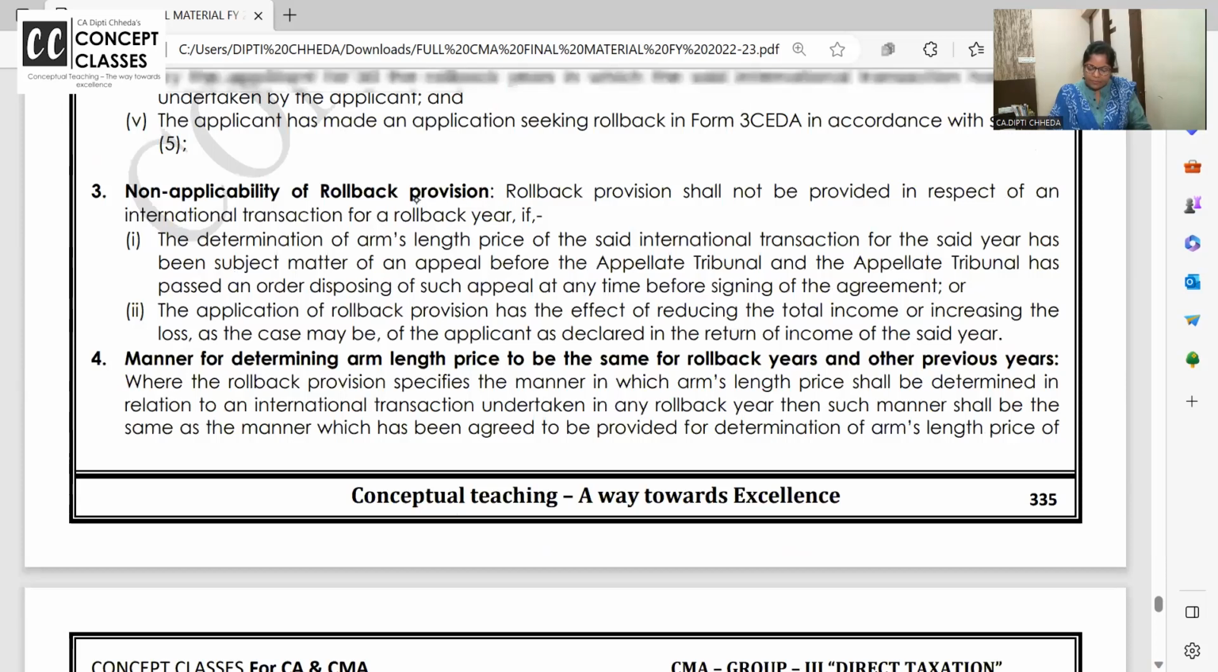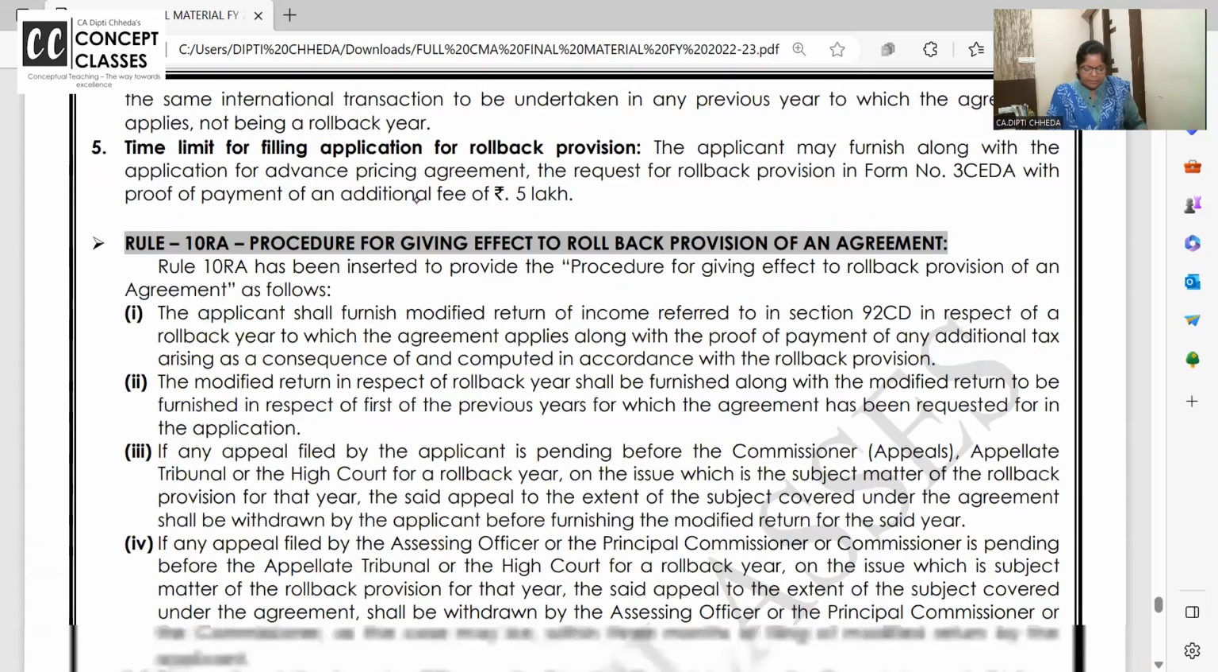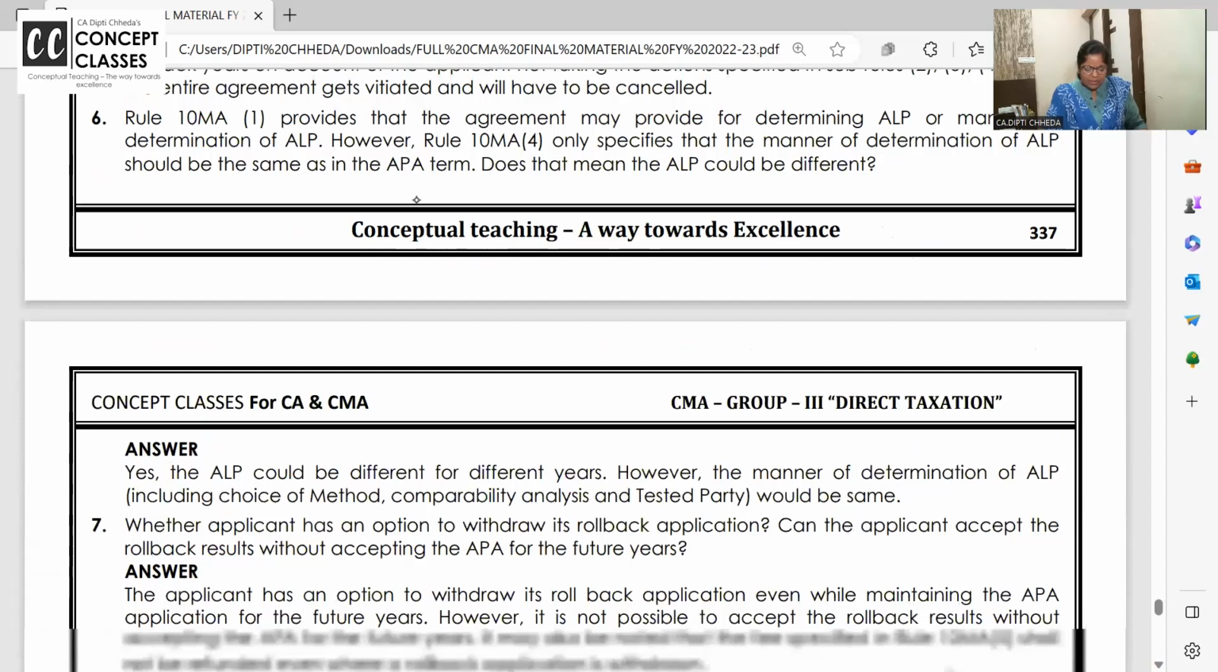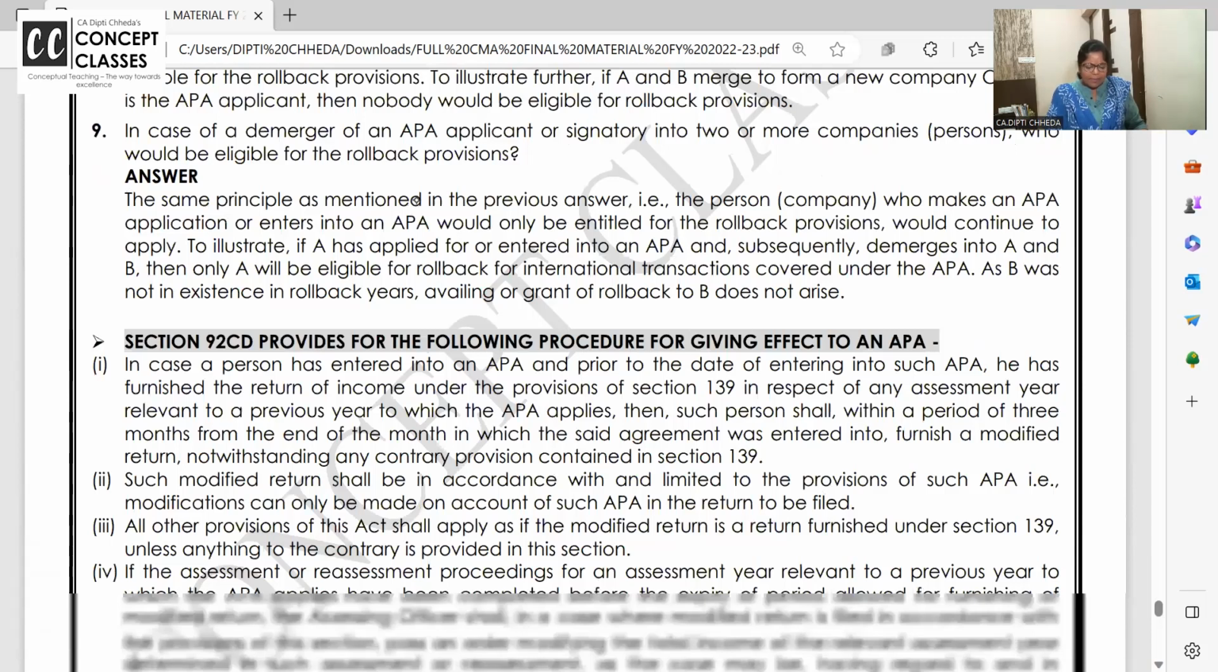Rollback provisions. Rollback provisions are not applicable where the case is pending before the tribunal and tribunal has passed an order, or application has the effect of reducing the total income. See, this whole transfer pricing chapter is lopsided in the favor of the department. If anywhere it seems that because of transfer pricing income is decreasing or expenses are increasing, don't apply transfer pricing. Simple, right? These all case laws, judgments we have seen in routine. You can also read it on your own. Merger and amalgamation and all I explained with example, right?